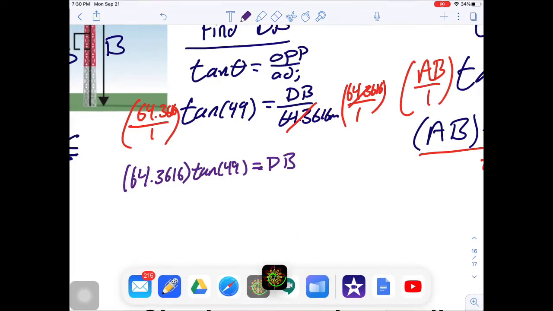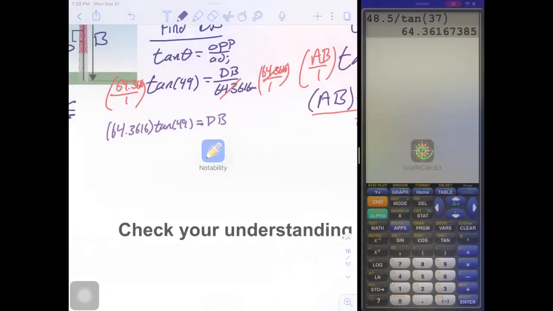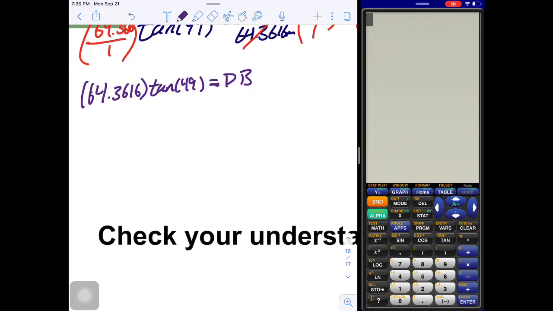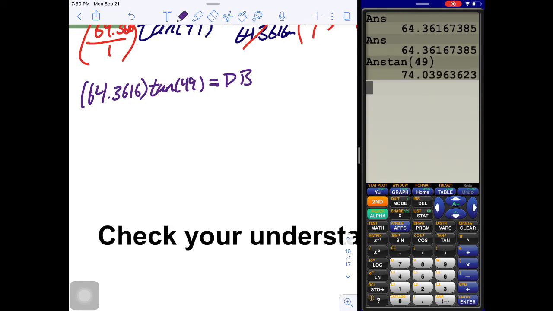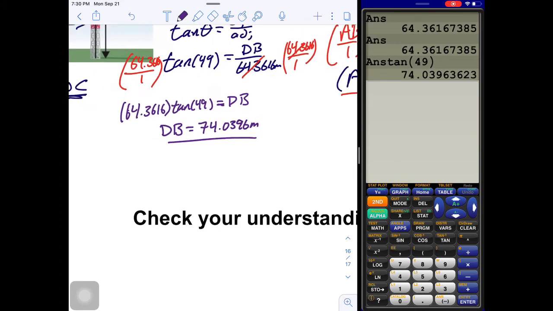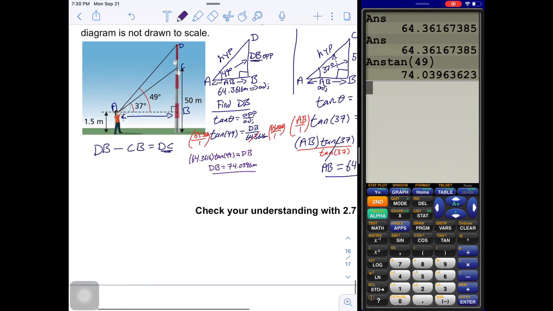So let's plug that in there. Remember, second answer gives you the last solution you got. So I'm going to press second answer, and I'm going to multiply tan 49. And that gives me D to B, which is 74.0396 meters.